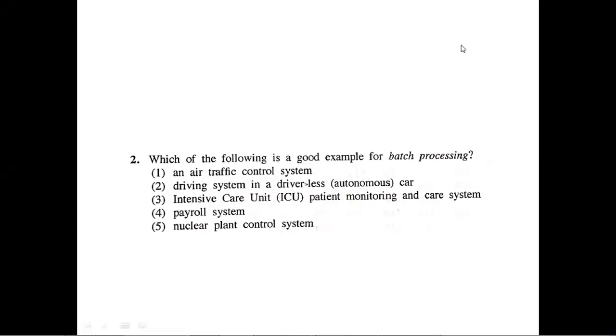2021 MCQ question number 2. Read the question carefully before starting the discussion.